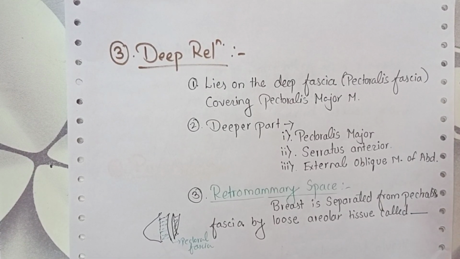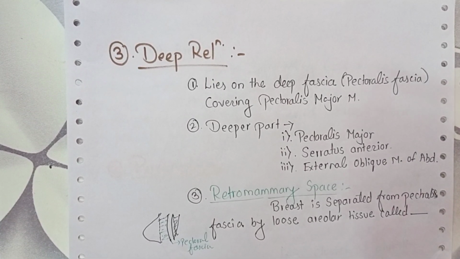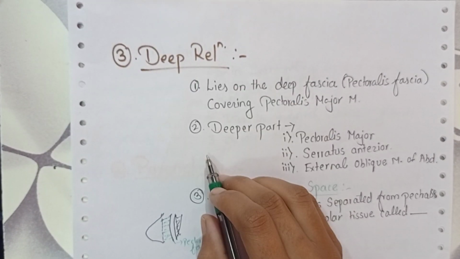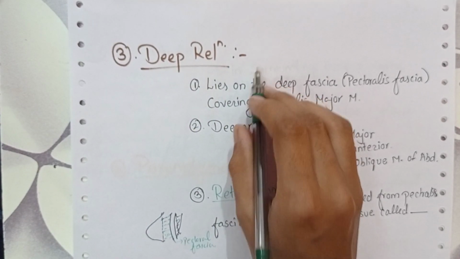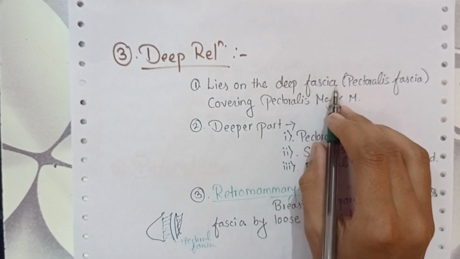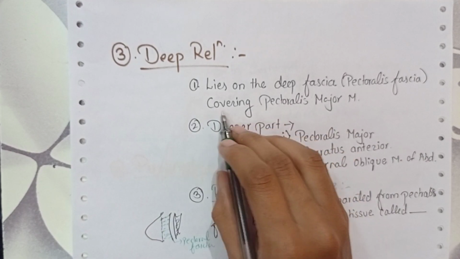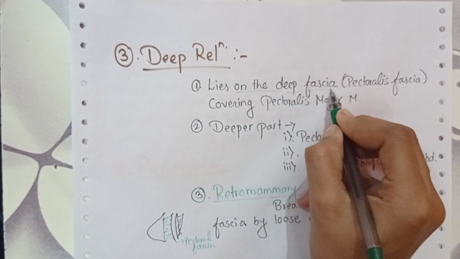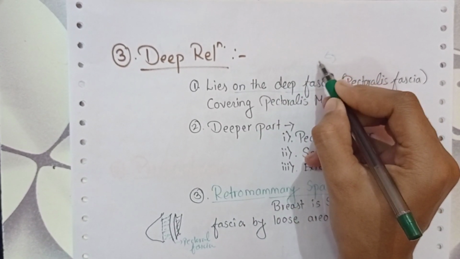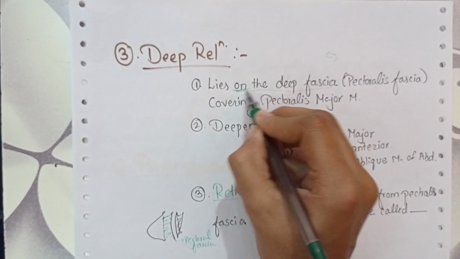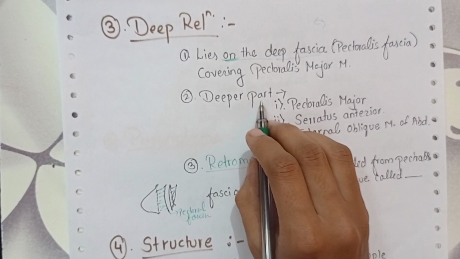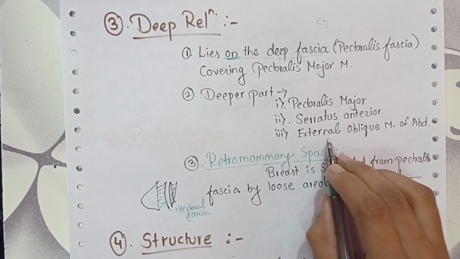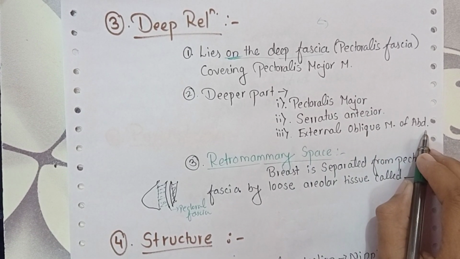Now, the third heading that we have to remember is the deep relation. How will we explain the deep relation of the breast? It lies on the deep fascia, the pectoral fascia covering the pectoralis major muscle. It lies on the deep fascia, this word we have to remember. The deeper parts will be pectoralis major, serratus anterior, and the external oblique muscle of the abdomen.